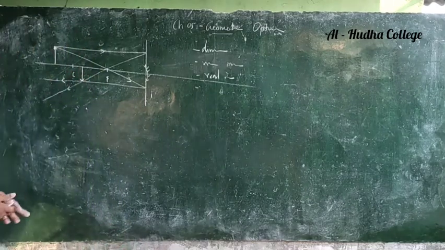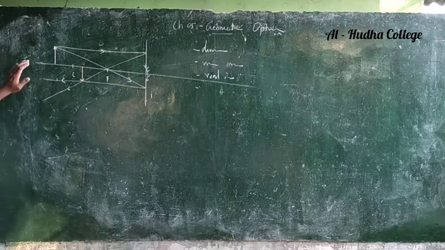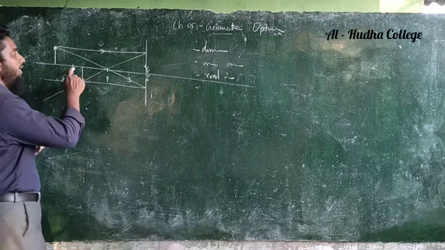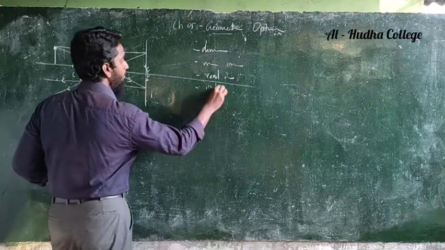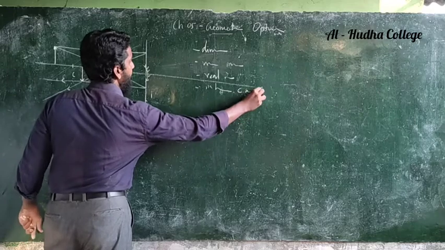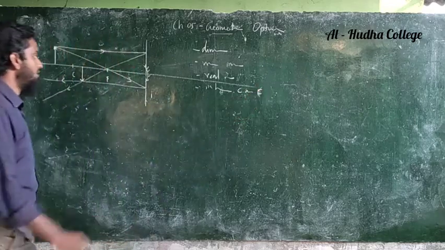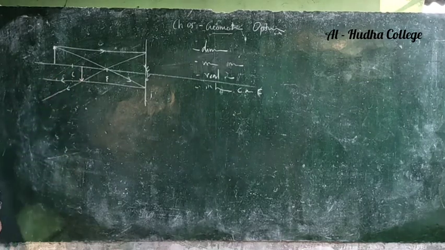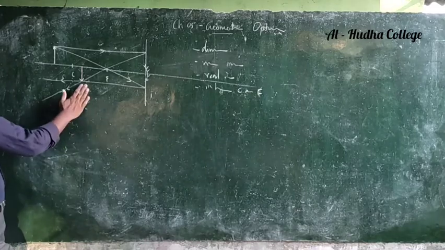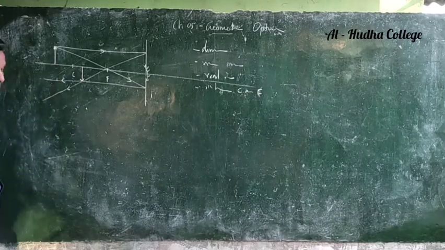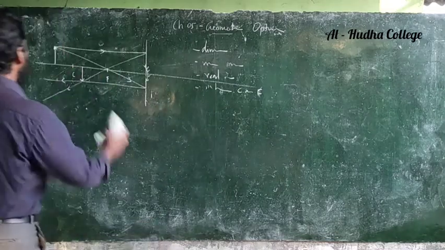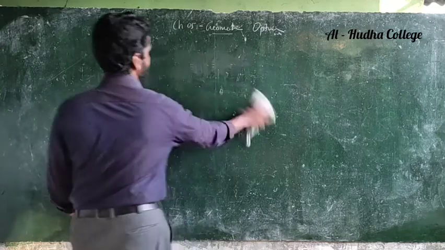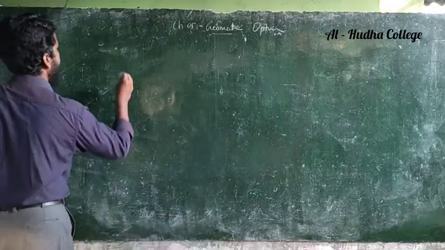The fourth character is where we are obtaining the image. Where we are obtaining this: in between C and F, the focus and center of curvature. These are the characters of the image which is formed when we keep the object beyond C. Now we'll think about the third ray diagram.